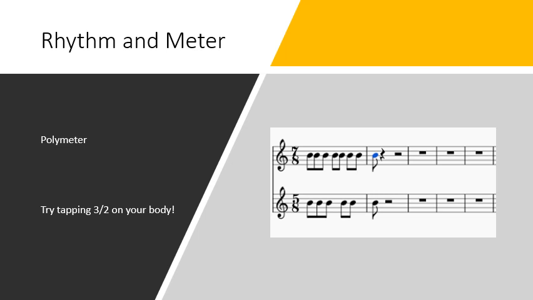So tapping 3 and 2. Do that on your body. Try and get used to it. Then do 4 and 5, 5 and 7. Do different polyrhythms, and then walk around campus or around town or wherever you are, and everyone will look at you strangely, but you'll be practicing something very cool. But polymeter is just the idea that there are two meters going on simultaneously.